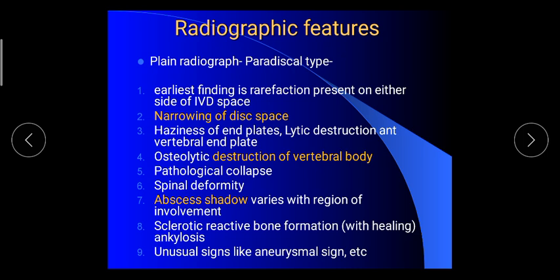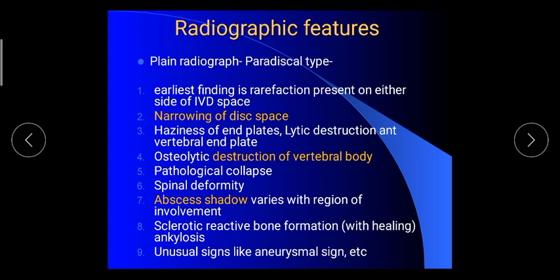Coming to the X-ray features. Paradiscal type is the most common. The earliest finding is rarefaction, which is present on either side of the intervertebral disc space. When the disc space is destroyed, there will be narrowing of the disc space. Haziness of the vertebral end plates adjacent to the disc.